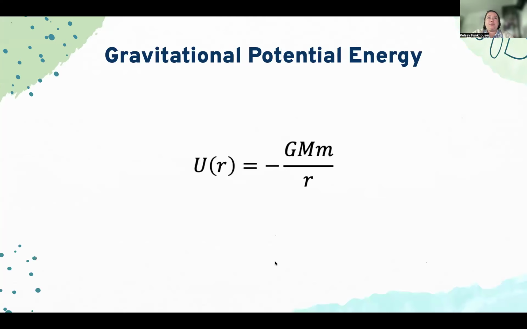But if we get farther away, it changes. And then gravitational potential energy, for universal gravitation, is negative GMm over r. This negative sign comes from the fact that it is an attractive force. So it's important to remember the negative sign here, because it can really mess things up if you try to use this without the negative sign.